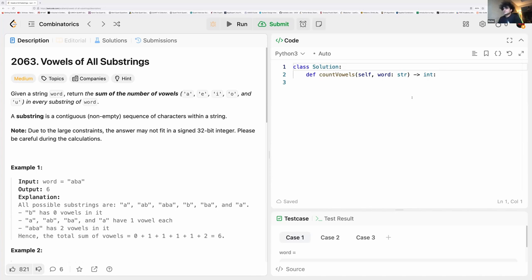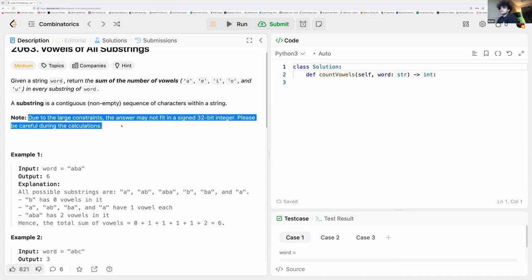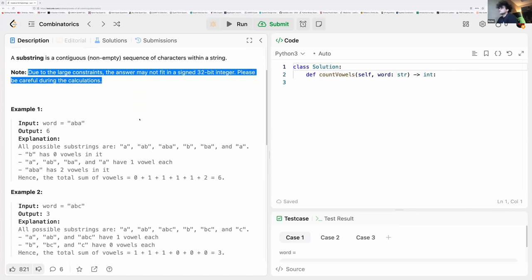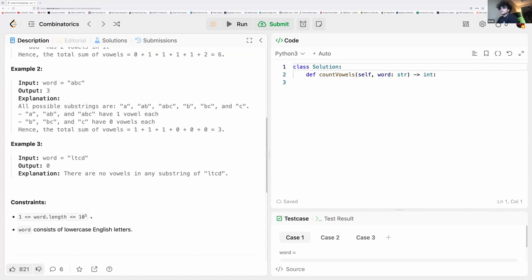All right, guys, so let's go ahead and go over this Leetcode question. I'm given a string called word, and I want to return the sum of the number of vowels in every substring of word. A substring is a continuous sequence of characters within a string. Due to large constraints, the answer might be large. I'm going to code it in Python, so hopefully that doesn't matter.